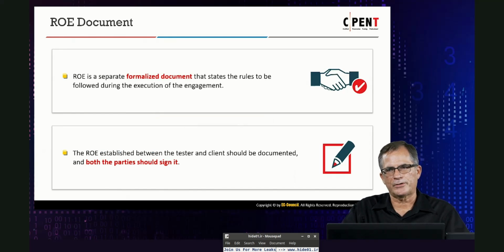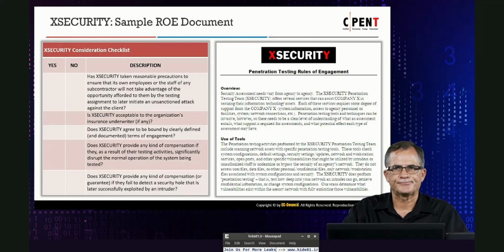Rules of engagement, we already talked about. It's that formalized document that tells us the rules. The tester and client have to document it, and both parties sign it, right? That's the rules of engagement. Here's an example from X-Security, rules of engagement document. It gives you information and talks about how we've taken reasonable precautions to ensure that everything we're doing in testing is not going to cause any problems, but there's always a chance in testing that something can cause problems. So we want to make sure they understand, and you look there at the bottom of the image on the left-hand side. Does X-Security provide any kind of compensation?